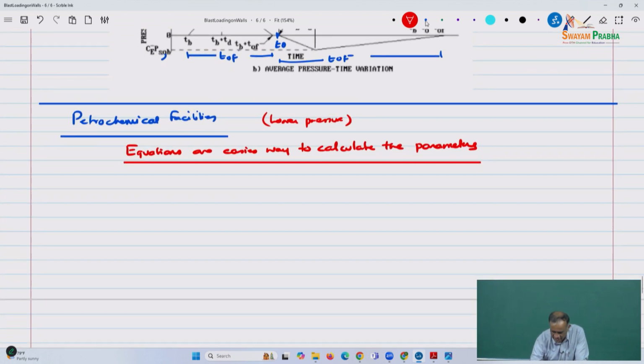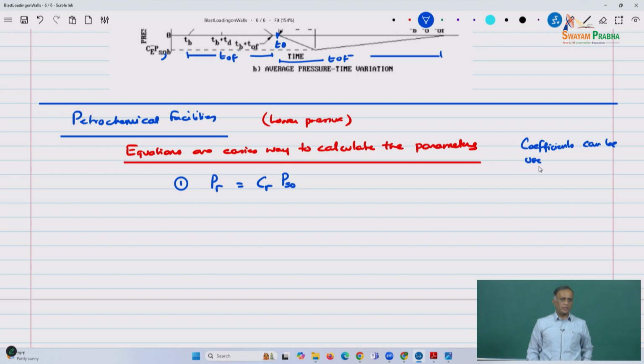What are the primary equations that we use? The first one is PR is CR multiplied by PSO, and some of the coefficients that we see out here can be used because we don't have the earlier precursor document. If you have the book for petrochemical facilities, some of those curves are mentioned.